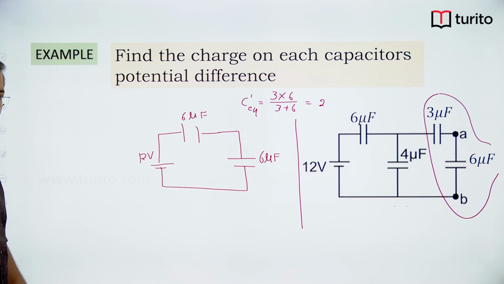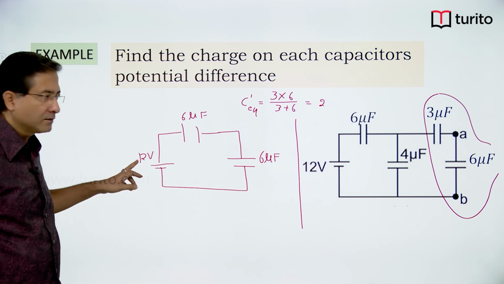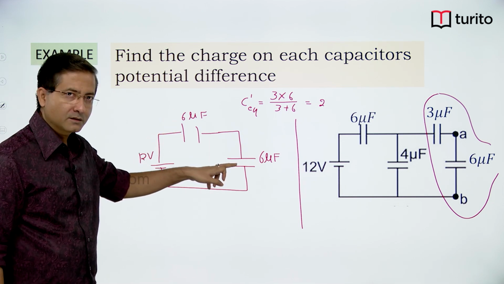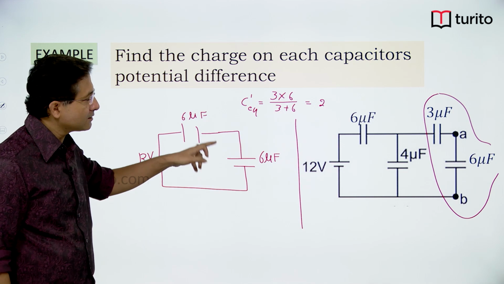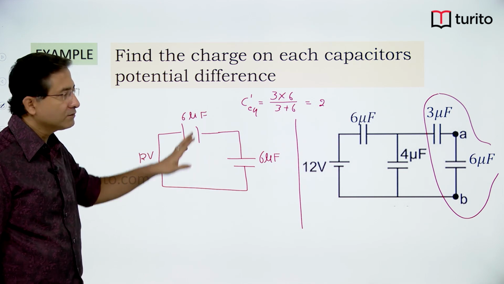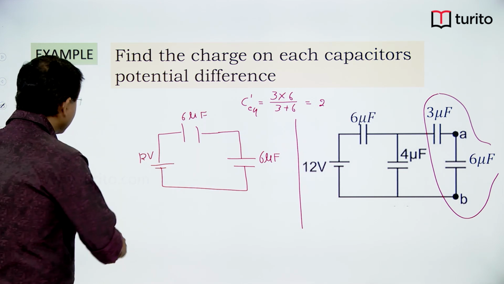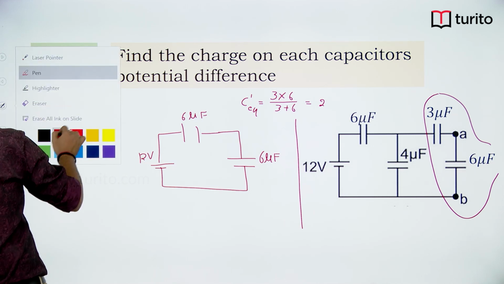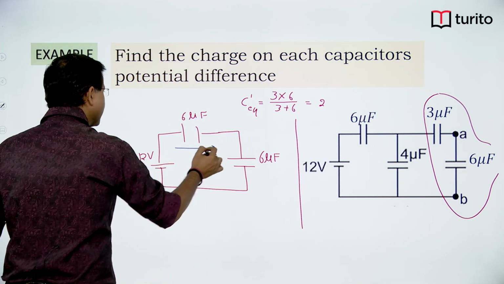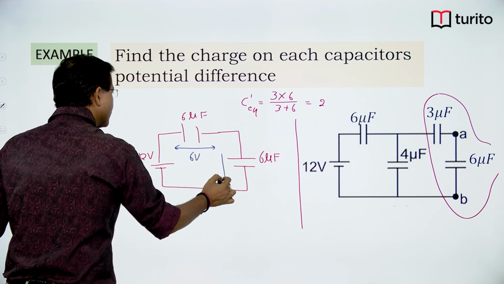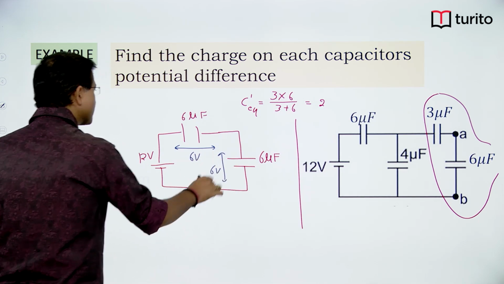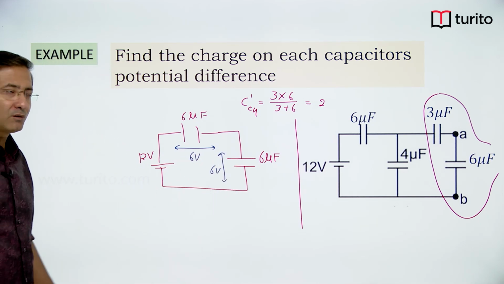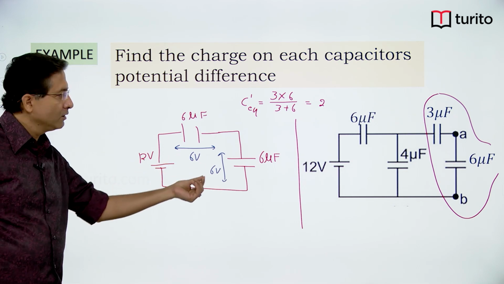Now, by seeing only I can tell all these values. This is 12, 6 and 6. As these two capacitors are same connected in series, voltage will get equally divided. As voltage will get equally divided, I can directly write 6 volt here. This voltage will be 6 volt and this voltage will be 6 volt. The supply is 12 and voltage are getting equally divided. 12 divided by 2 will give you 6.